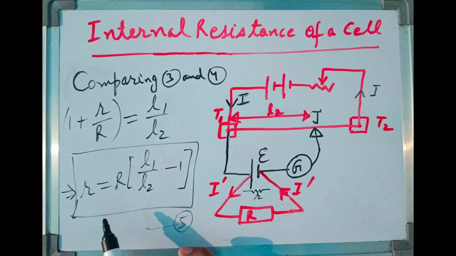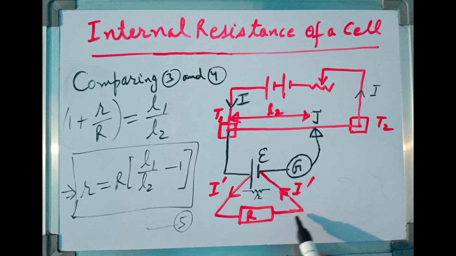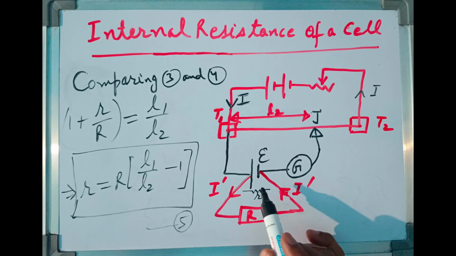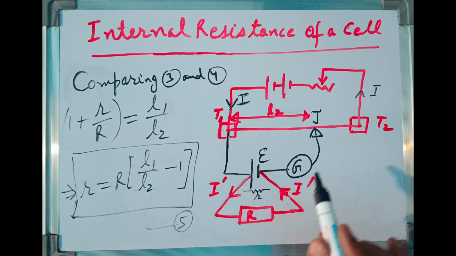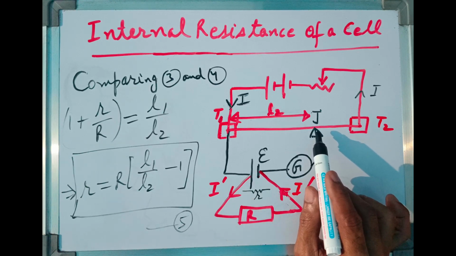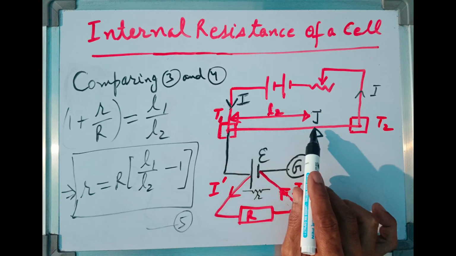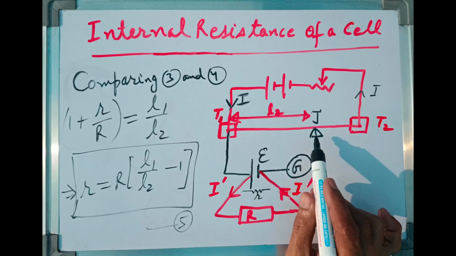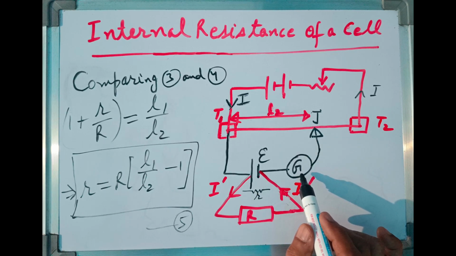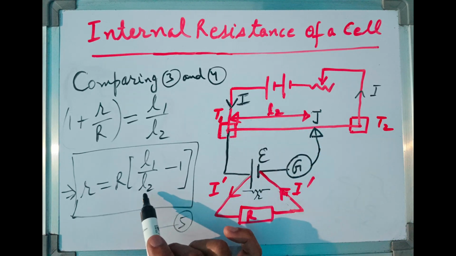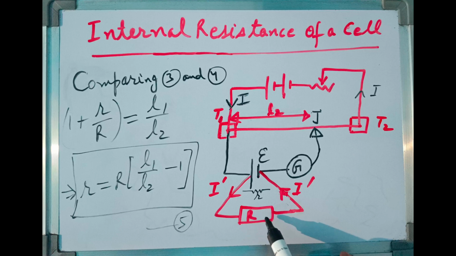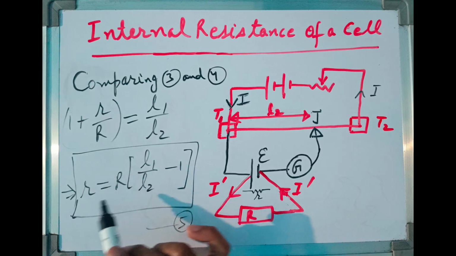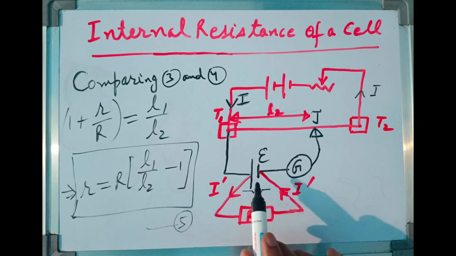Now how to calculate internal resistance by using this? Let me again repeat. First of all, we do not connect this outer resistance, meaning no current is being drawn from the cell, and we find the balance point by connecting a jockey, and this length of the potentiometer wire is L1. Then we draw current. Again we repeat the same thing. When the galvanometer shows zero deflection, suppose the length is L2 and capital R is the external resistance that is known to us. By putting these values, we can determine the internal resistance of a cell by using the potentiometer method. That's all.